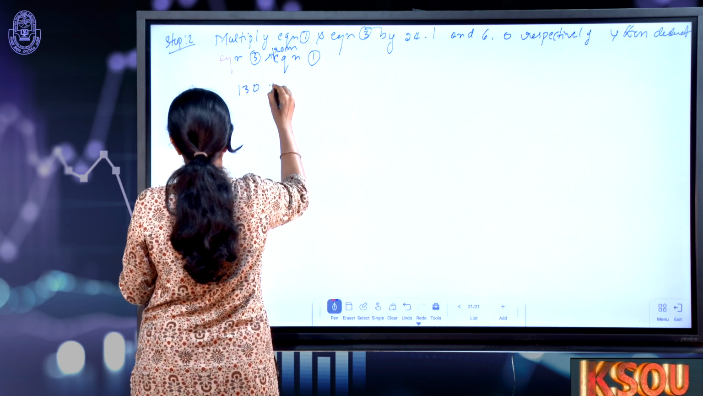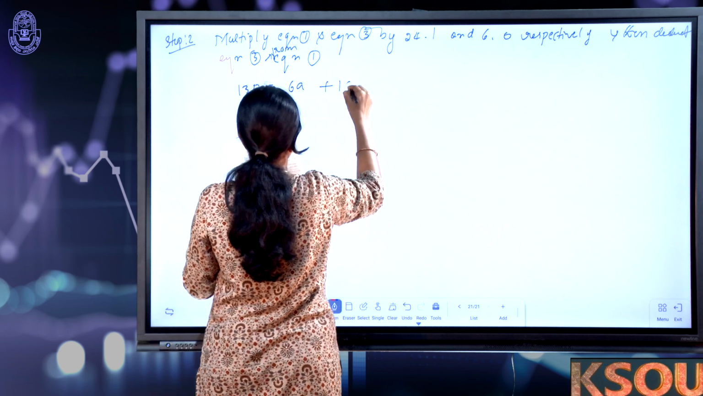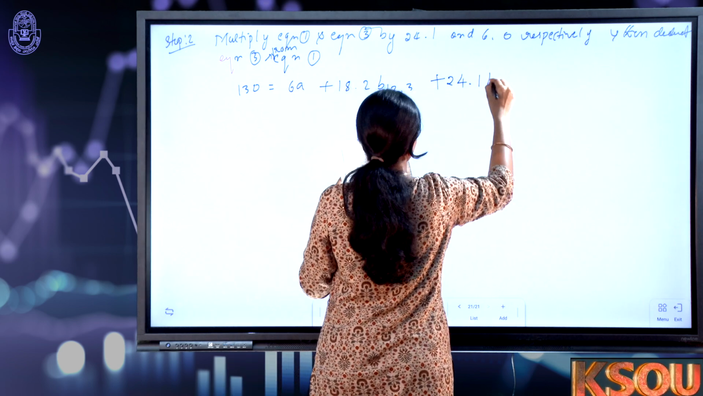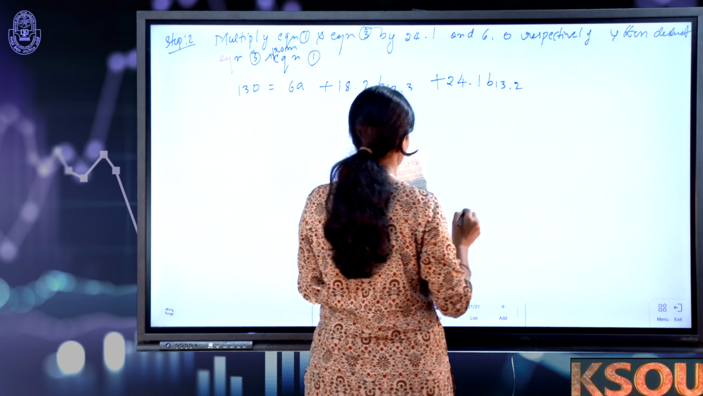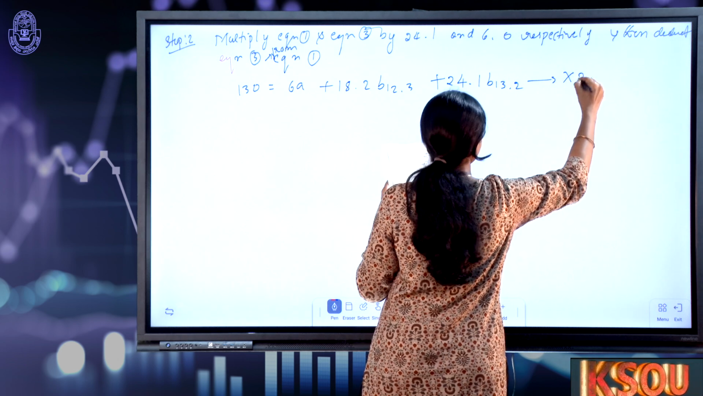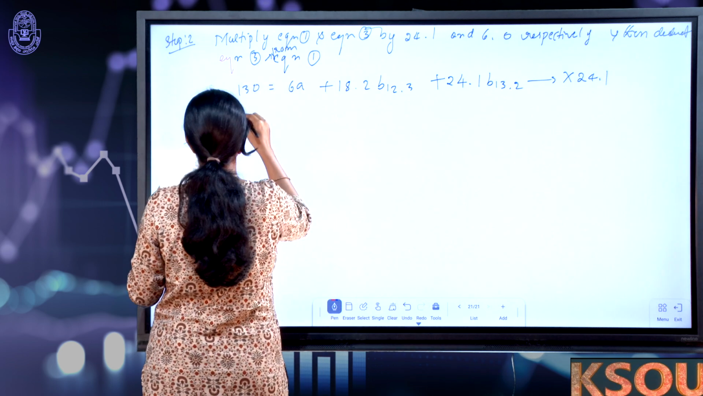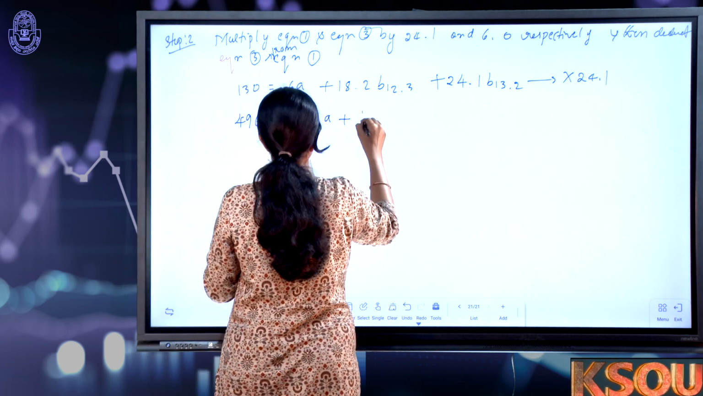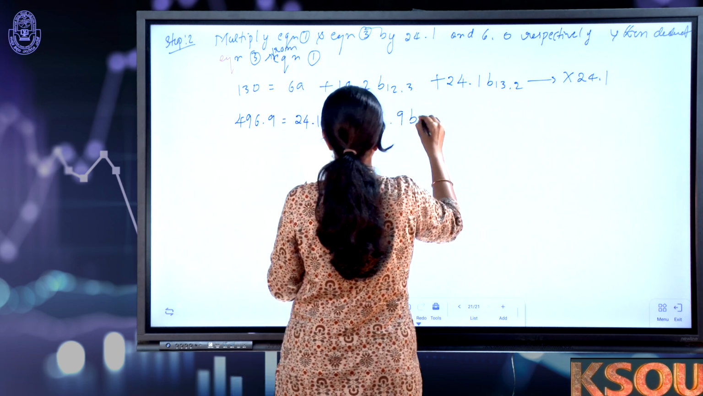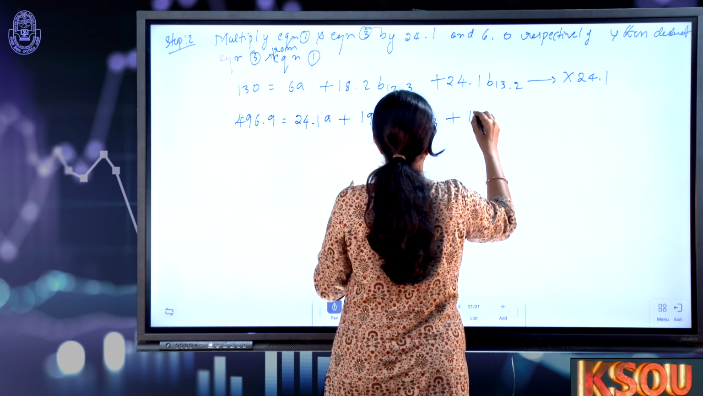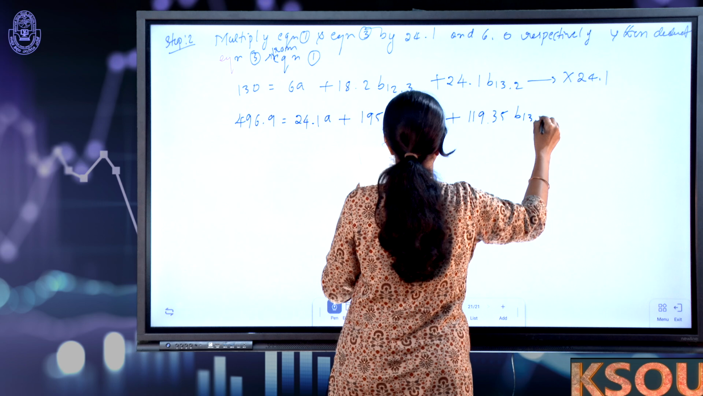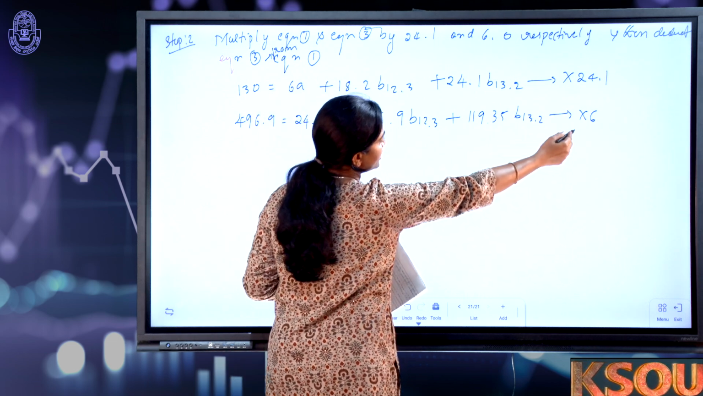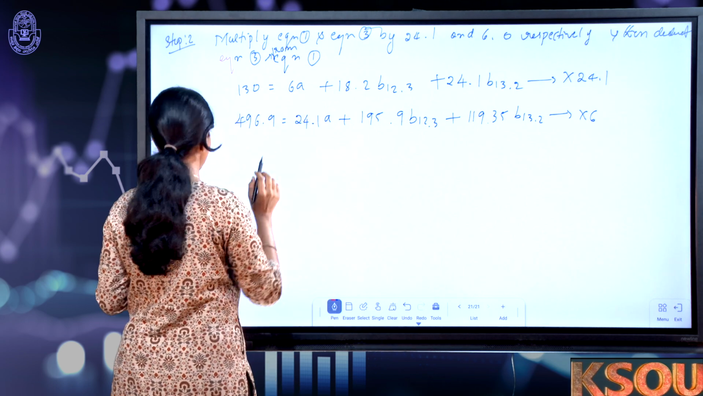So take equation 1, 130 is equal to 6a plus 18.2 b12.3 plus 24.1 b13.2. You can multiply this equation by 24.1. Similarly, for equation 3, take it as it is here, 496.9 is equal to 24.1a plus 195.9 b12.3 plus 119.35 b13.2. Now you can multiply this equation by 6. If you multiply this equation by 24.1 and this equation by 6, we can cancel a here. That's why we have to do it like that.